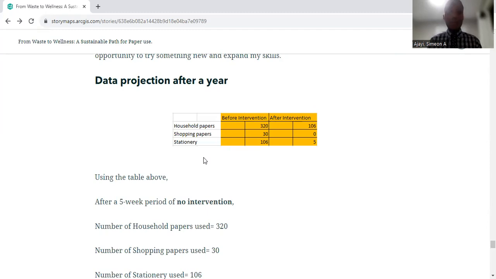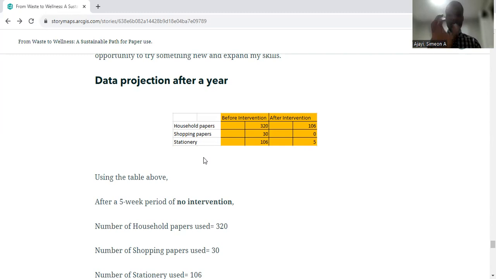the effect that this intervention will have on the reduction in usage of paper product and its contribution to the environmental pollution. Using this table above, classifying or categorizing the papers I used into household papers, shopping papers, stationery, gave me a clear understanding of how much of each of the categories of paper I use. It appears that from the batch that I discussed earlier, most of the paper product I use daily comes from the household papers.